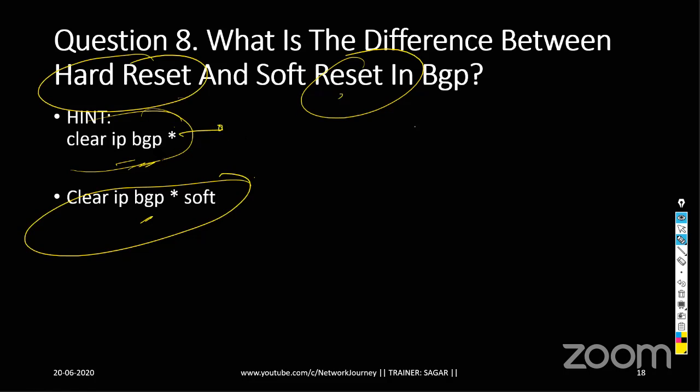Okay, so I would say that in the hard reset, the TCP 179 or three-way handshake has to be re-established between the neighbors. Whereas in the clear ip soft, you don't have to re-establish. It will be just a route refresh that you told just now. Okay.